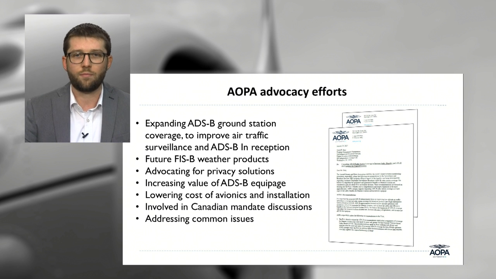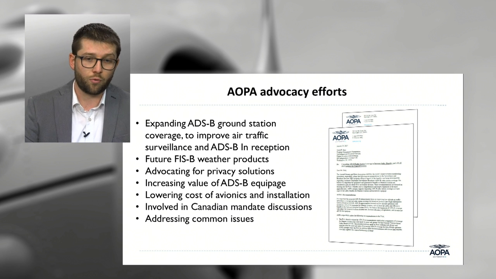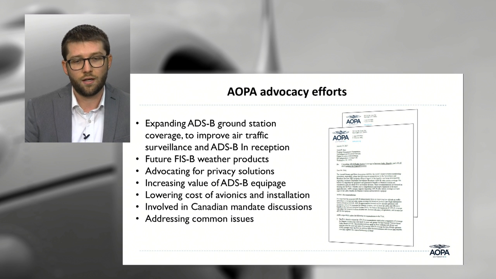And for us, that means more ground stations. That also will improve ADS-B for traffic awareness as well as for FIS-B. So you get more NOTAMs, more surface weather observations, and NEXRAD, all that great stuff, in more locations across the NAS. We're also working, like I said, on more weather products themselves for FIS-B, and making great progress on that. And we continue to make announcements.